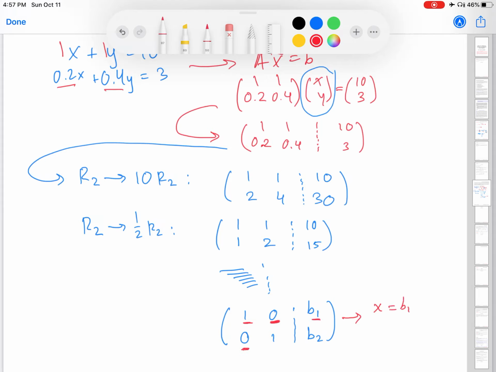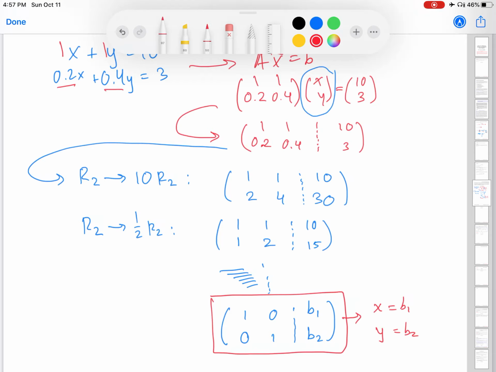And then this would be the coefficient of x. There's no x. This would be the coefficient of y, so just y. It would be equal to B2. In other words, if I am successful in getting the augmented matrix to this particular form, right?